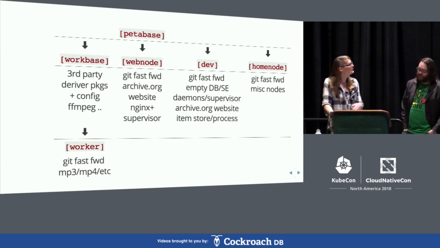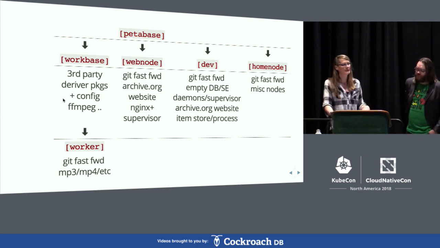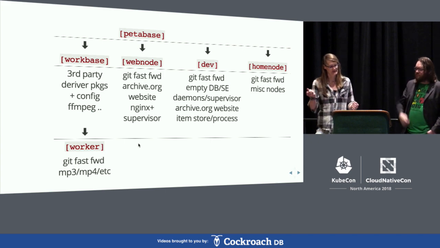Some of the other images we were making, again, we won't have to go into all this detail, but so when I was talking about the MP3s and MP4s and making PDFs before, that's this left side here. So that's, we'll make the workbase, which has additional packaging and things like that. That's third party. And then we'll make worker on top of it. But all of these endpoints, like for the website Kubernetes candidate, for testing on your laptop, or for miscellaneous nodes, it's all using the same trick. Start with petabase, fast forward in.